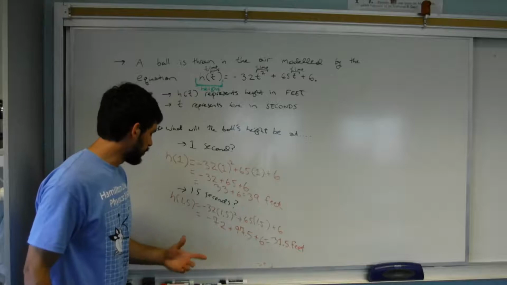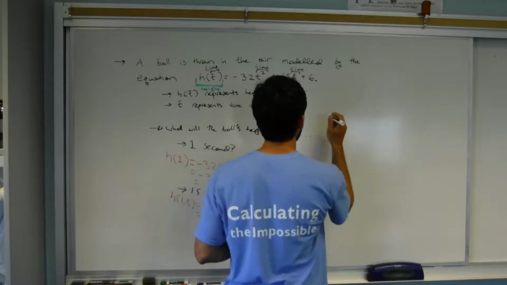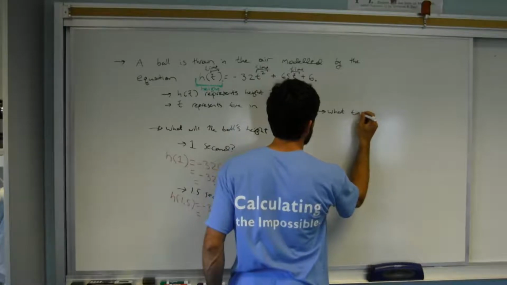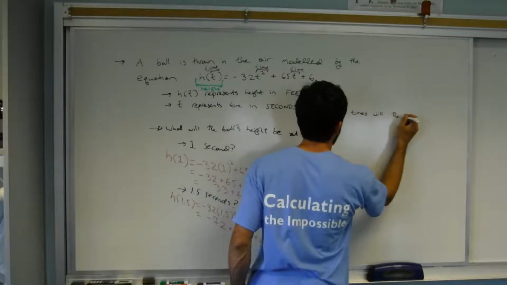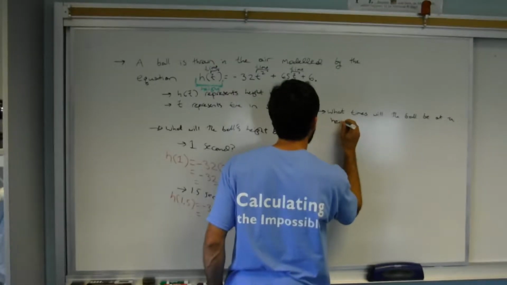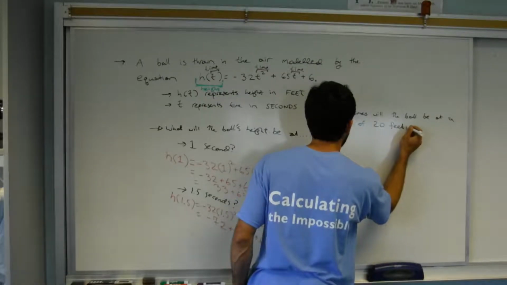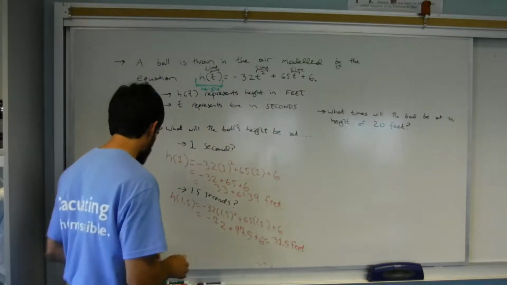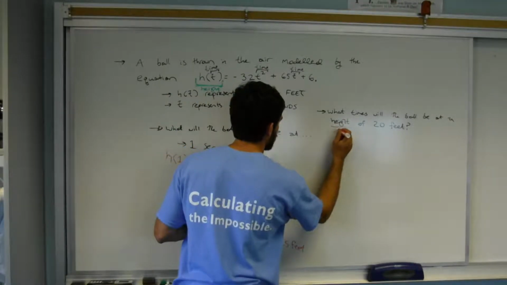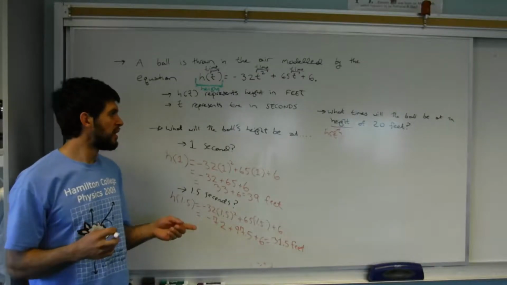So suppose instead of that we're asked, at what times will the ball be at a height of 20 feet? This time we're given the height, so we're given h of t, and we want to solve for t itself to find the times.